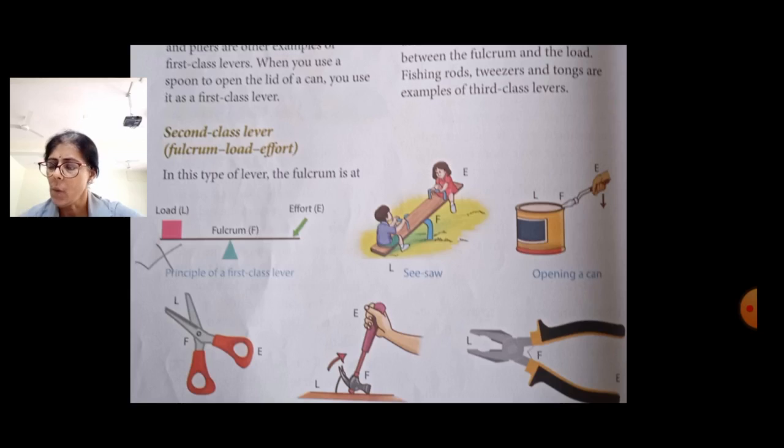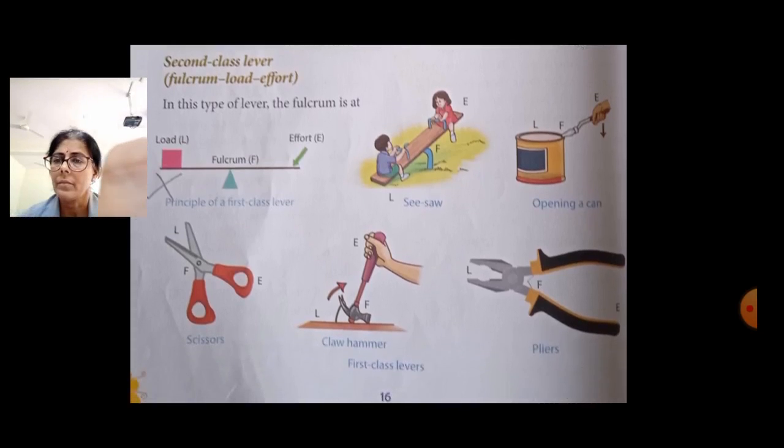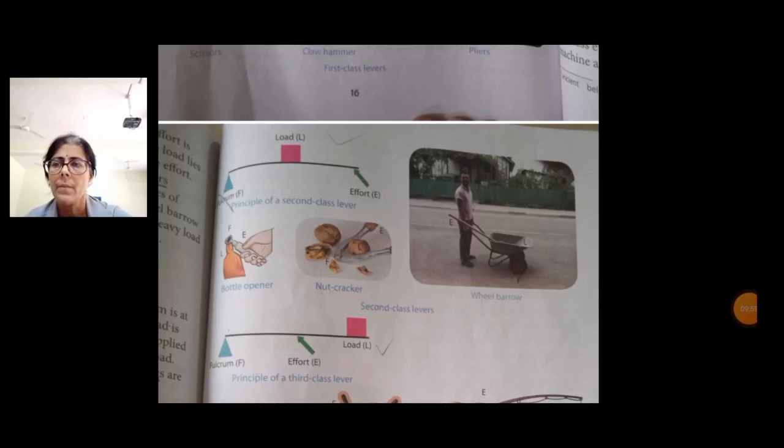The wheelbarrow allows one to lift and shift a heavy load with the wheel as the fulcrum. You can see the picture on page number 17, the examples of second class lever, right?